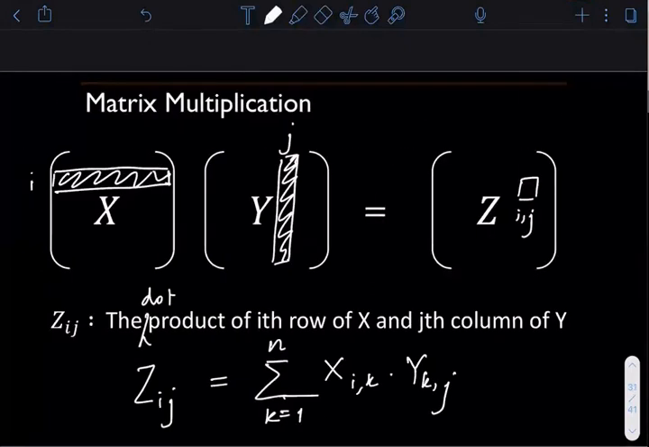Now let me ask you this question. Suppose you set out to design an efficient algorithm for matrix multiplication. You have two n cross n matrices, and your output matrix is also n cross n. What should be the aim? What is the best runtime that you can hope for?